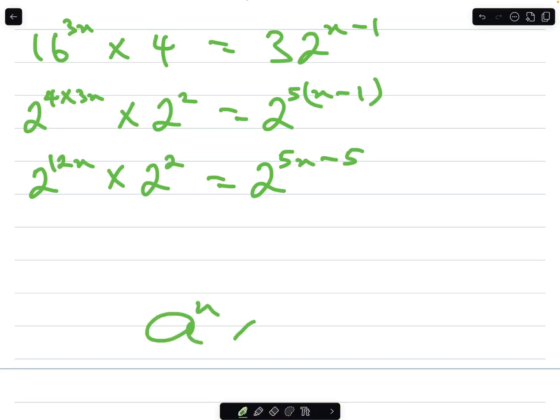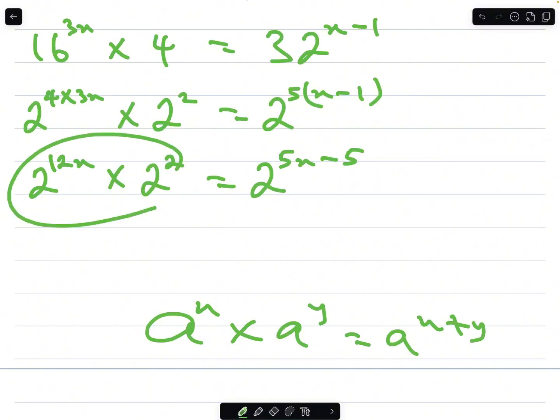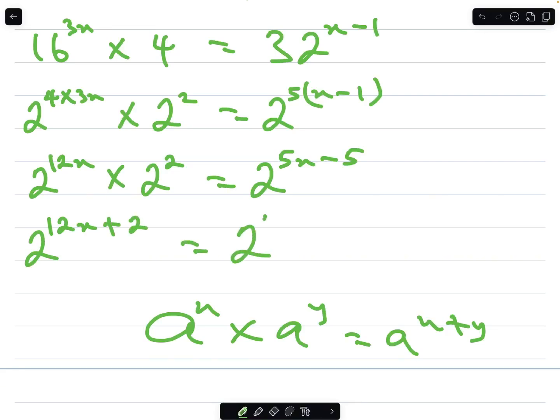So what does that mean? a raised to the power x times a raised to the power y equals a raised to the power x plus y. So what does this become? 2 raised to the power 12x plus 2 equals 2 raised to the power 5x minus 5. Beautiful. Let me write that properly.